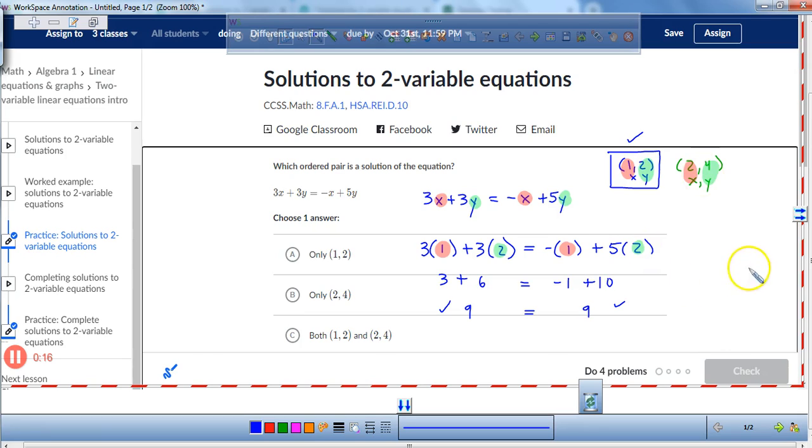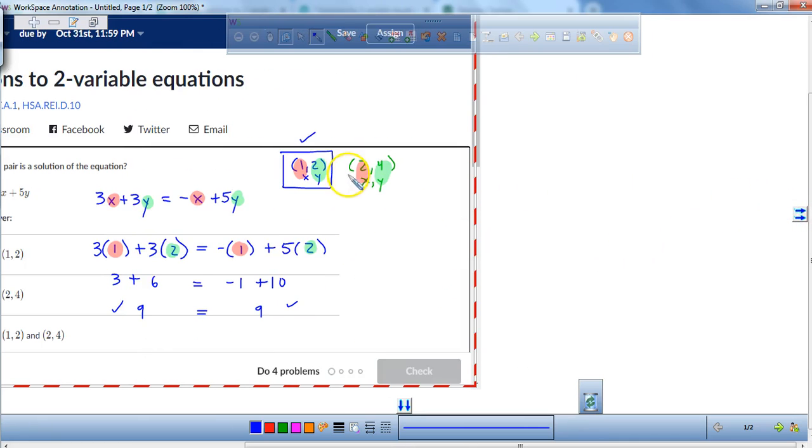So I'm going to do it again, except this time I'm going to do it for the other one. So I'll move over here. I'll make it nice and neat. I've got 3x plus 3y equals negative x plus 5y. And I'm going to do the same thing I did before. Wherever there is a variable, I'm simply going to open up a set of parentheses. But this time I'm plugging in a 2 and a 4, and a 2 and a 4.